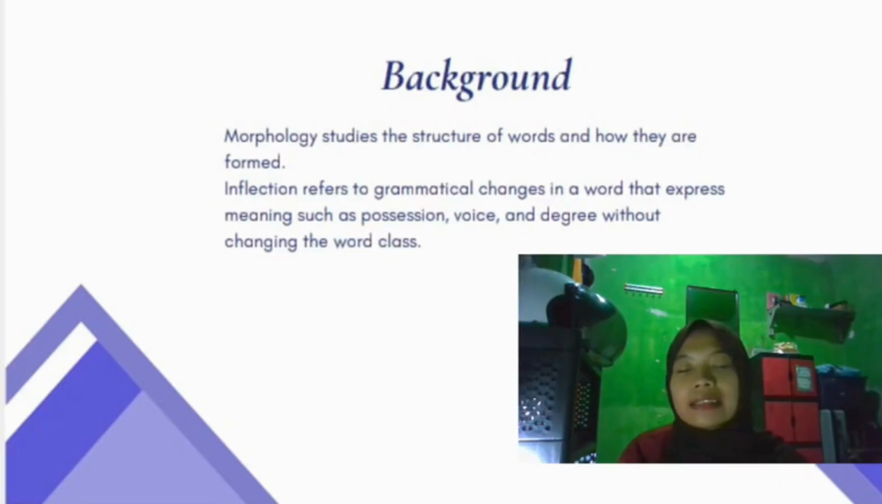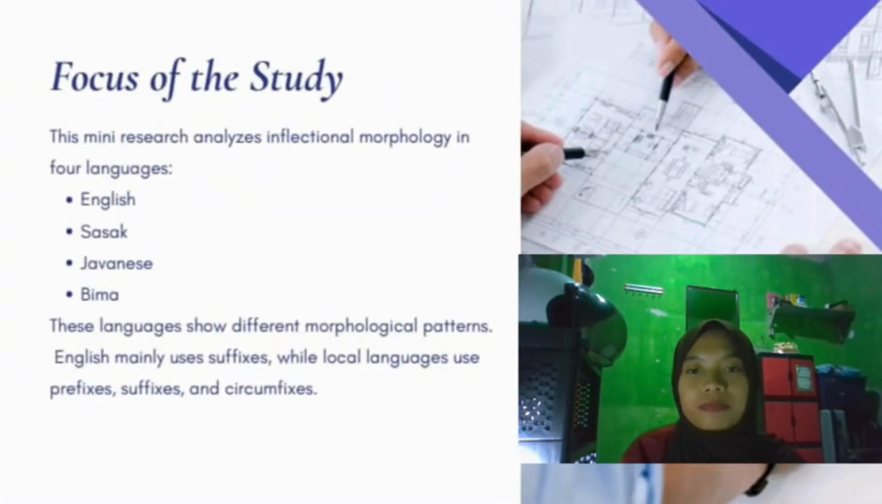And for the second slide, I will explain about the focus of the study. This research focuses on inflection in 4 languages such as English, Sasak, Japanese, and Bimanese. These languages were chosen because they have different morphological characteristics. English mainly uses suffixes, while Sasak, Japanese, and Bimanese commonly use prefixes, suffixes, and circumfixes.